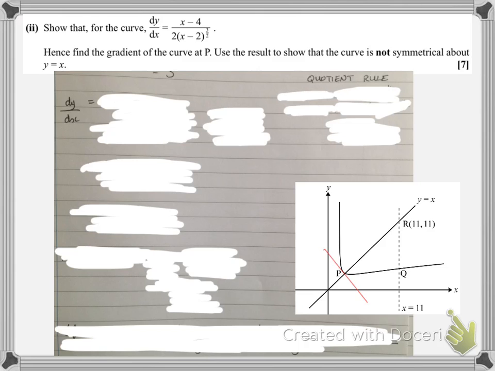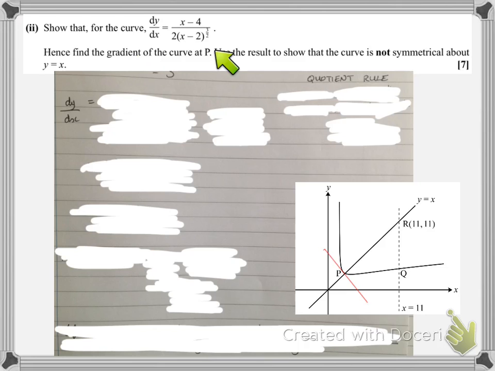Part 2 is a show that question, so we'll need to ensure that we show plenty of working. We're going to differentiate to find dy/dx and end up with this expression. We'll then make sure we keep going with the question. There are 7 marks and we do need to do a bit more.